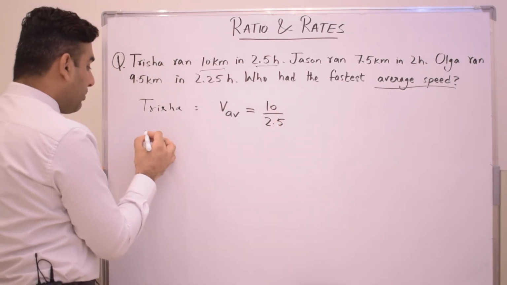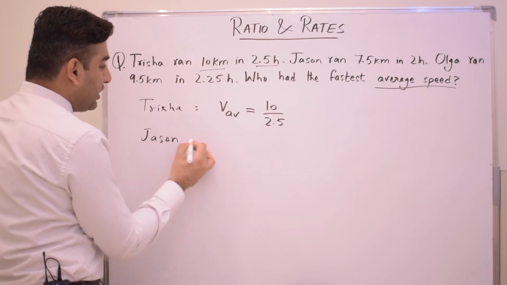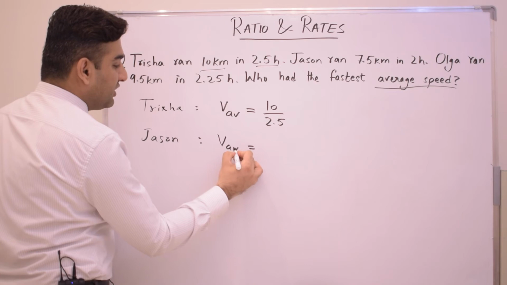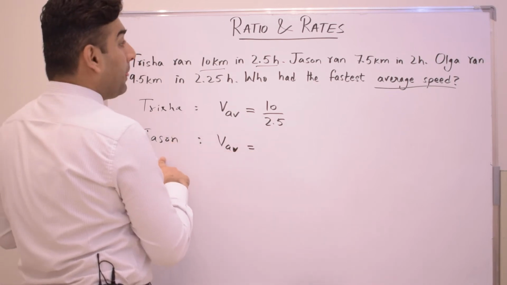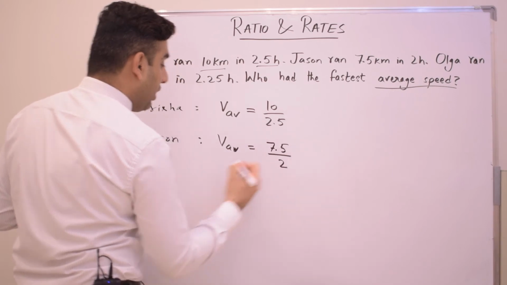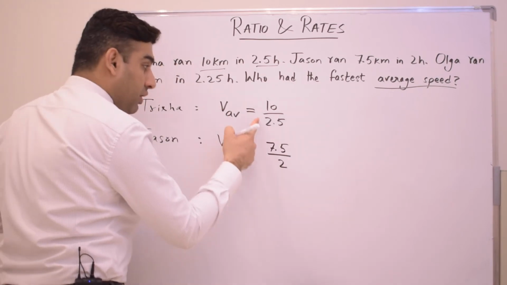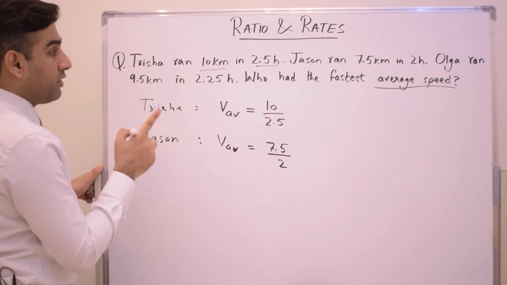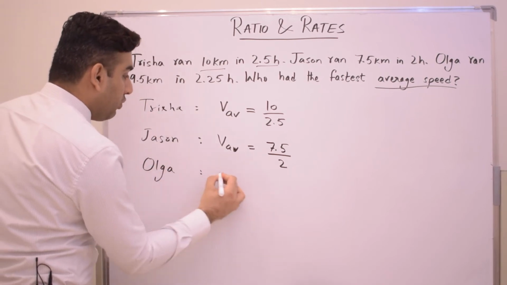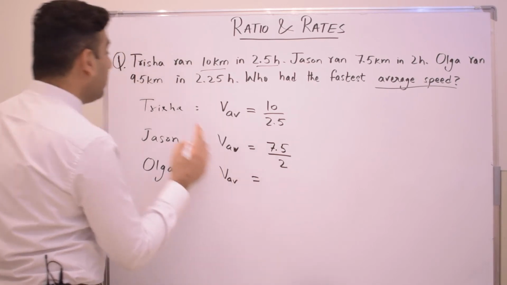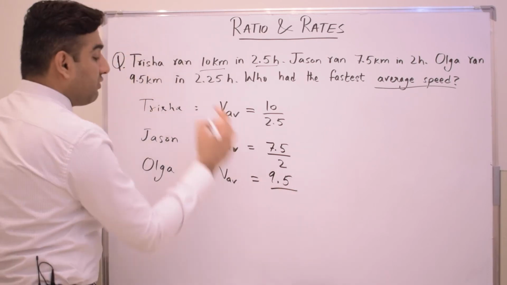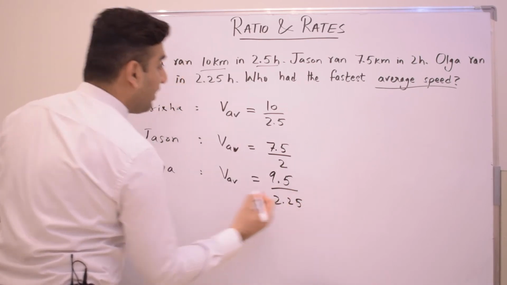Now guys, we're going to talk about Jason. So Jason's average speed will be 7.5 divided by 2 hours. So this is a rate, this is also a rate. And now we're going to talk about the rate of Olga. So Olga's average speed will be 9.5 kilometers divided by 2.25 hours.